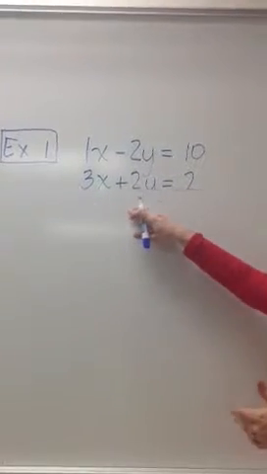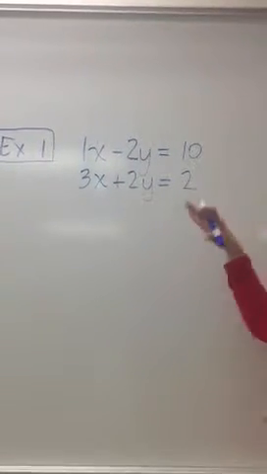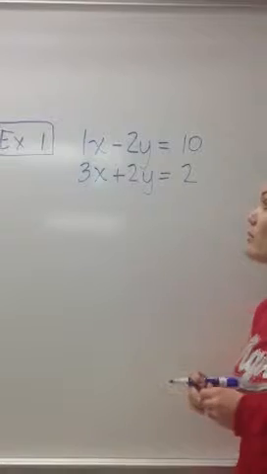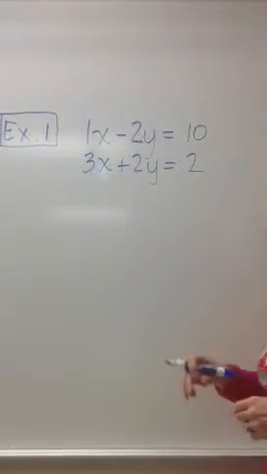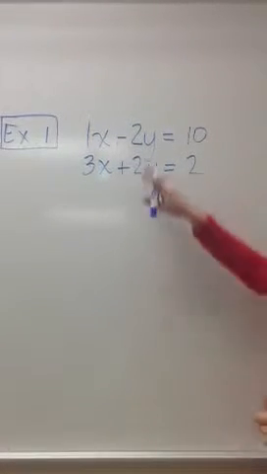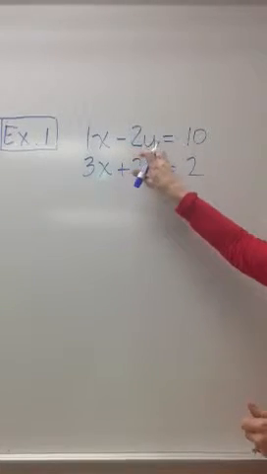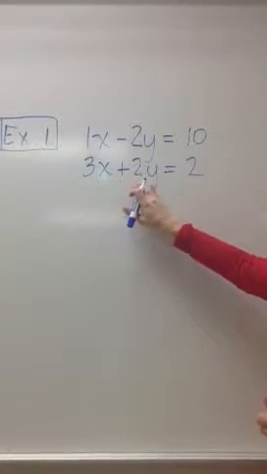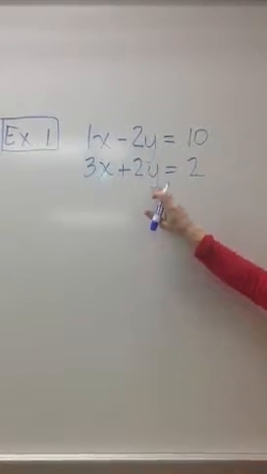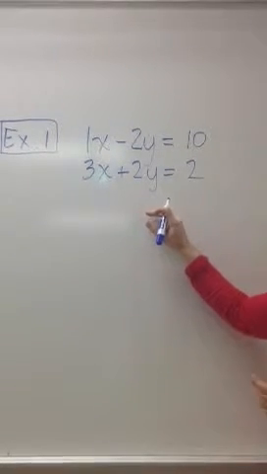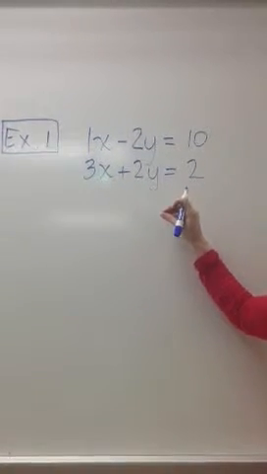Okay, now that we have our equations in the right format, we're going to start the process. To be able to solve by elimination, you have to have what's called an additive inverse. If you look at my y terms, I have negative 2y in this equation and a positive 2y in this equation. These are additive inverses. What that means is when I add them together, it's going to equal 0.